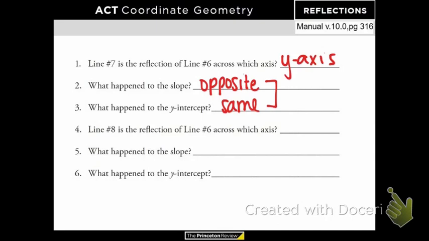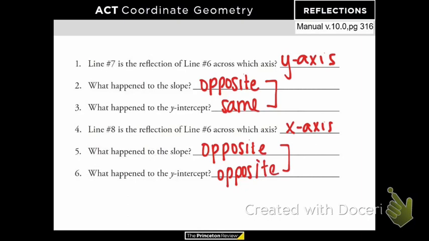Looking at lines 6 and 8, we said those were reflected across the x-axis. The slopes are opposite, and the y-intercepts are opposite, which will always be true for lines that are reflected across the x-axis.